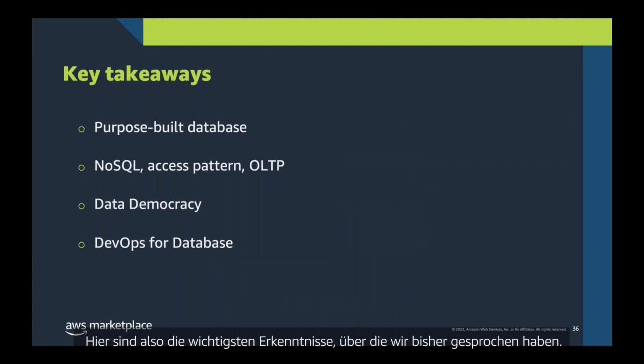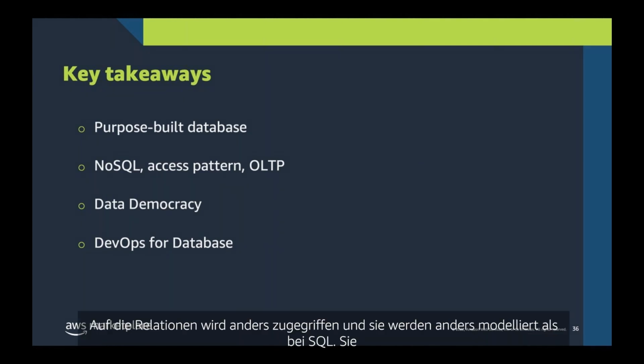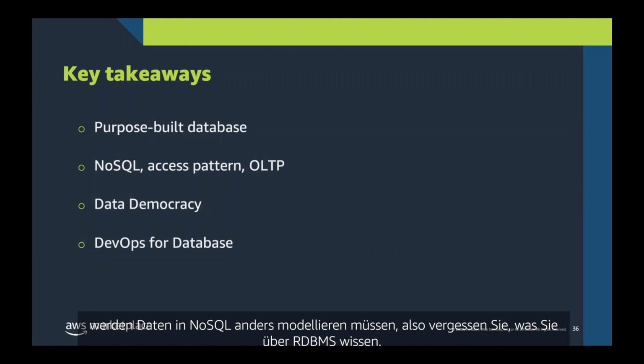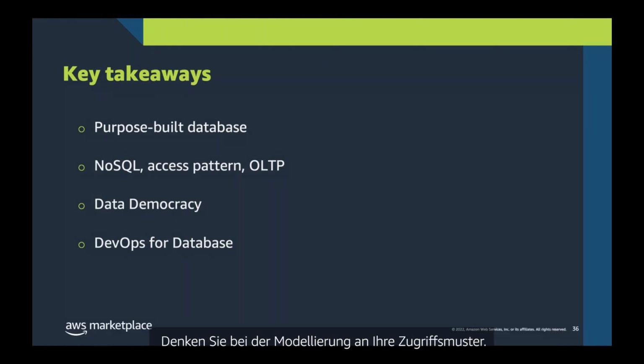So here are the key takeaways we talked about so far. Use cloud-native purpose-built databases. One size does not fit all, and you may be trying to solve a problem that's already solved for you in a purpose-built database. NoSQL does not mean non-relational relationships. Relationships are accessed and modeled differently than SQL. You will need to model data differently in NoSQL. So forget what you know about RDBMS. Think about your access patterns when modeling.